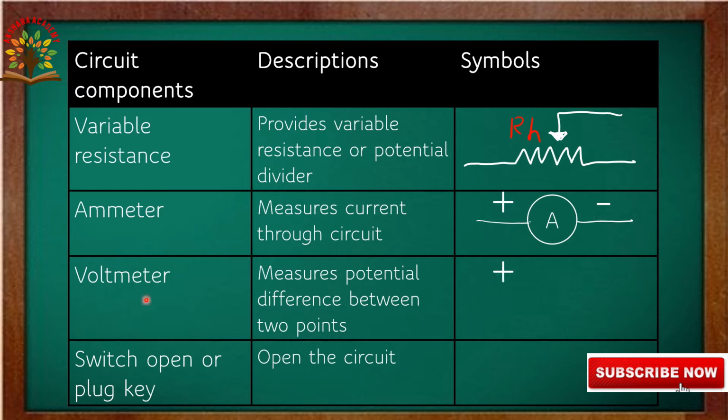And next come to the voltmeter. It measures potential difference between 2 points. This is the symbolical representation of the voltmeter. Positive terminal here and negative terminal here. V represents the voltmeter. And next, switch open or plug key open. It opens the circuit, and we can use the switch either to open or to close. This is the symbol representation of the open circuit.